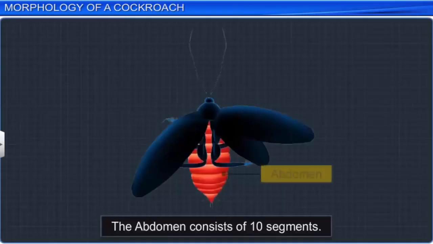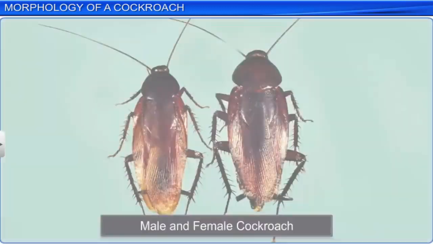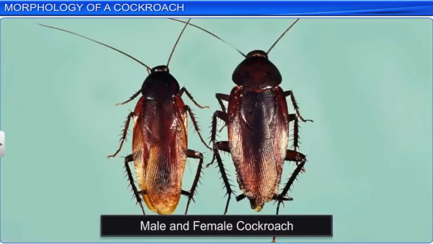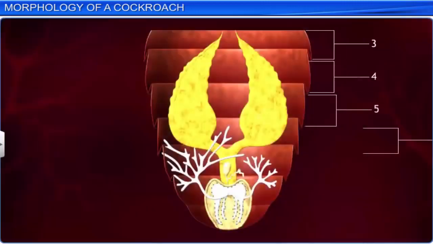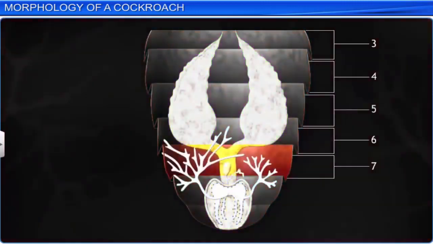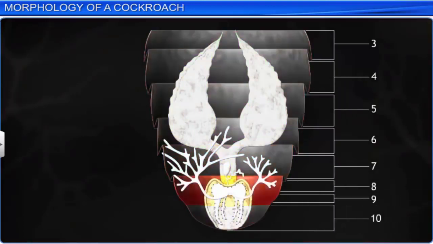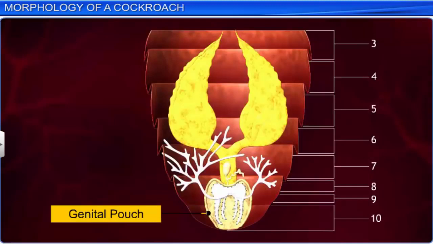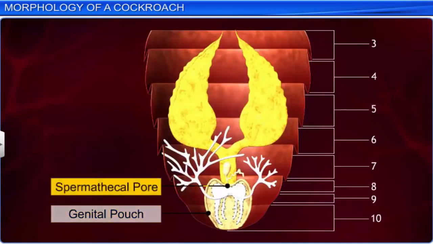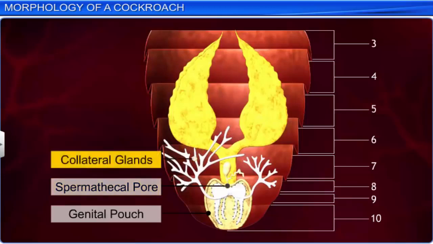Following the thorax is the abdomen, which consists of 10 segments. Although the male and female cockroaches have an equal number of abdominal segments, the female's abdomen is broader than that of the male. In females, the 7th sternum is boat-shaped and together with the 8th and 9th sterna forms a genital pouch, which contains the female gonopore, spermathecal pores, and collateral glands.